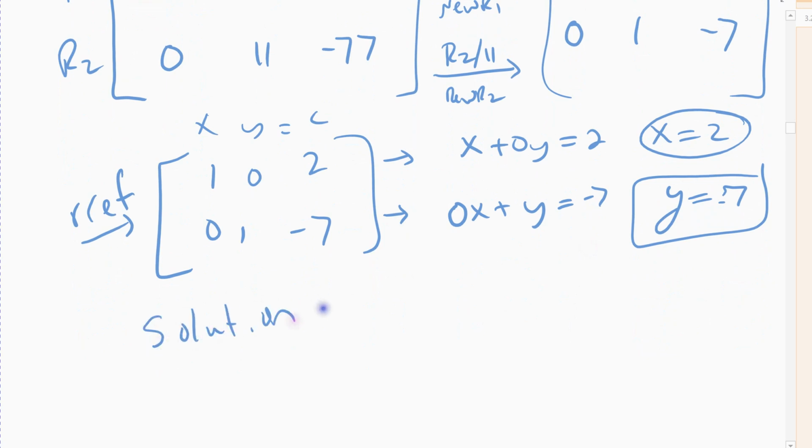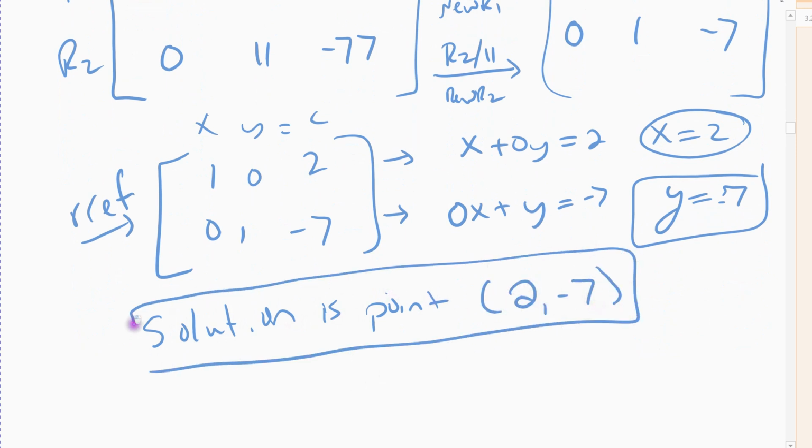So the solution is the point x is 2, y is negative 7. It means my two original equations, which were way back at the beginning, intersect at the point 2, negative 7. That's the solution to the system. There's one point that makes both my equations true. And so this is the row reduced echelon form. That's this form here, where I get 1x, 0y, a constant, 1y, 0x, a constant. So I get the zeros and the ones.